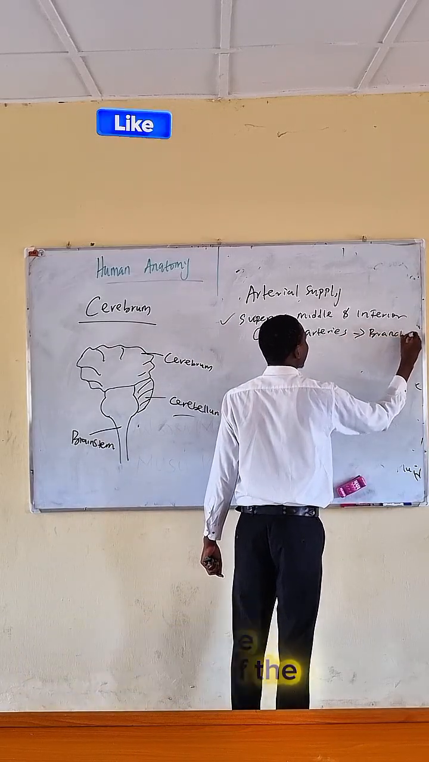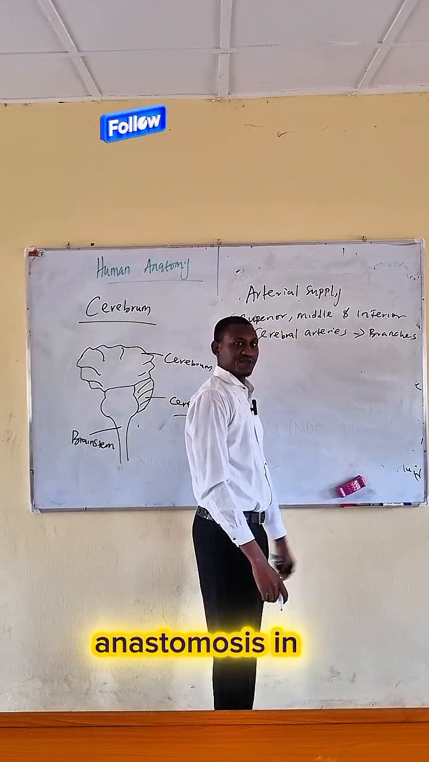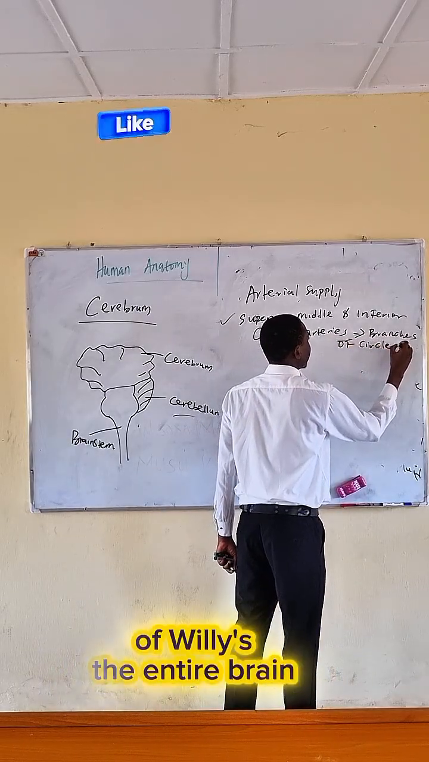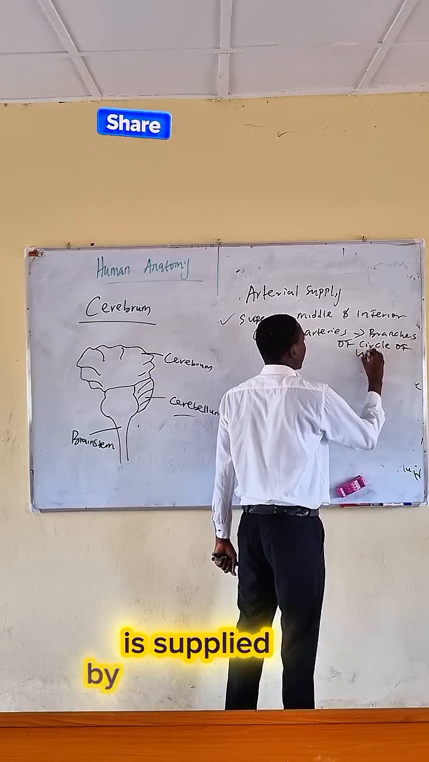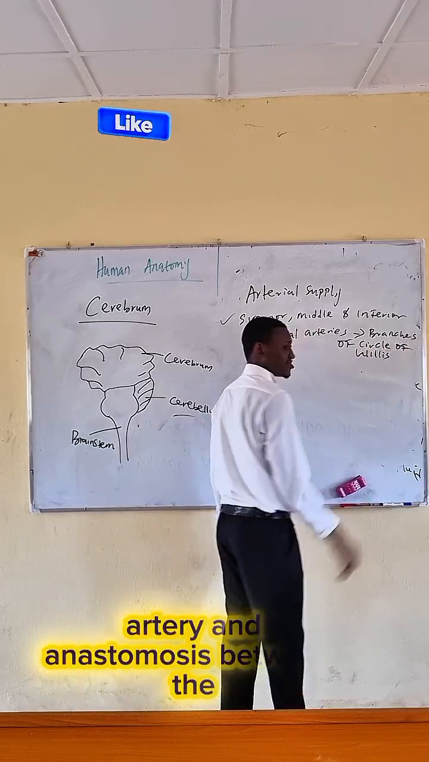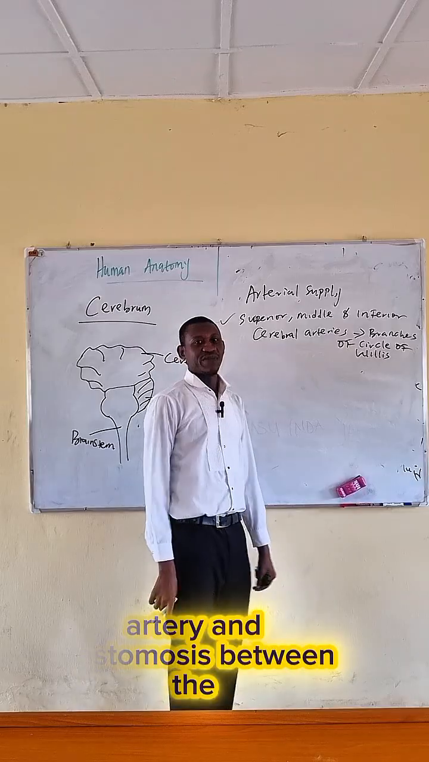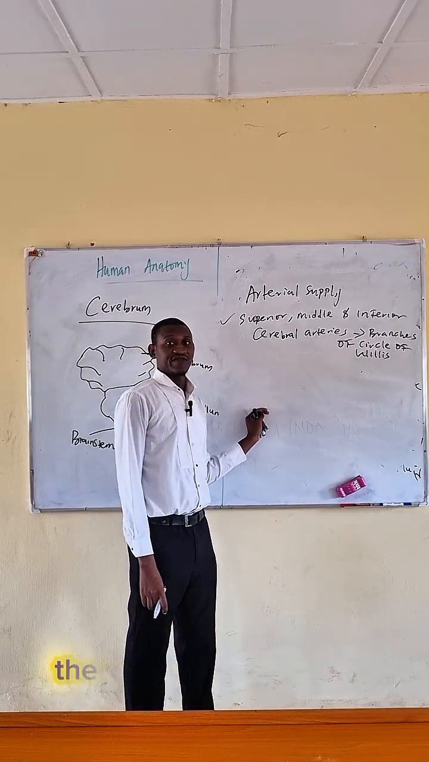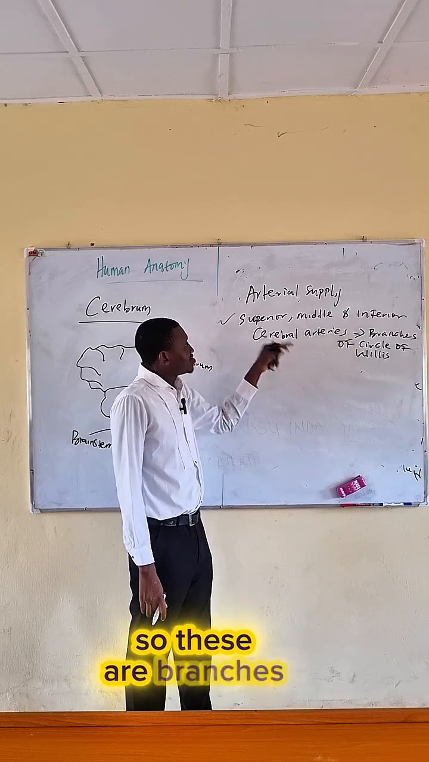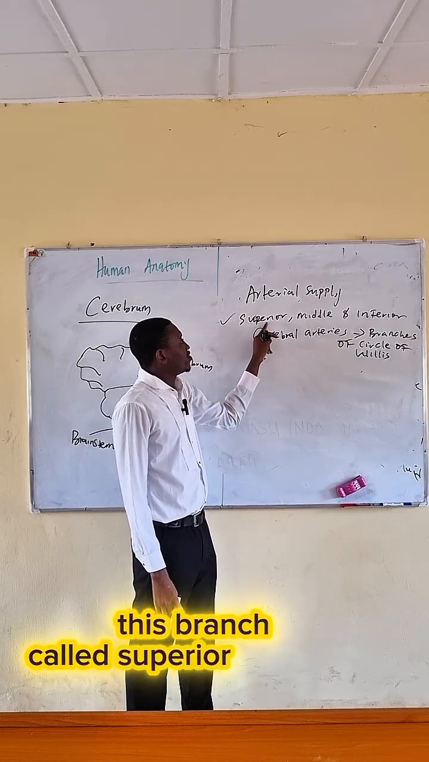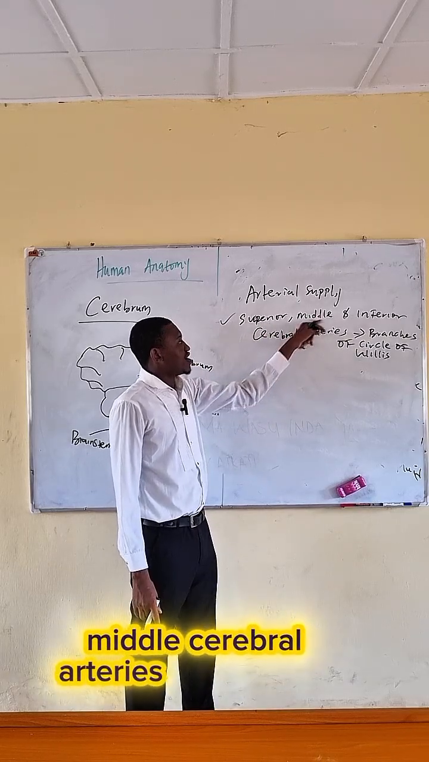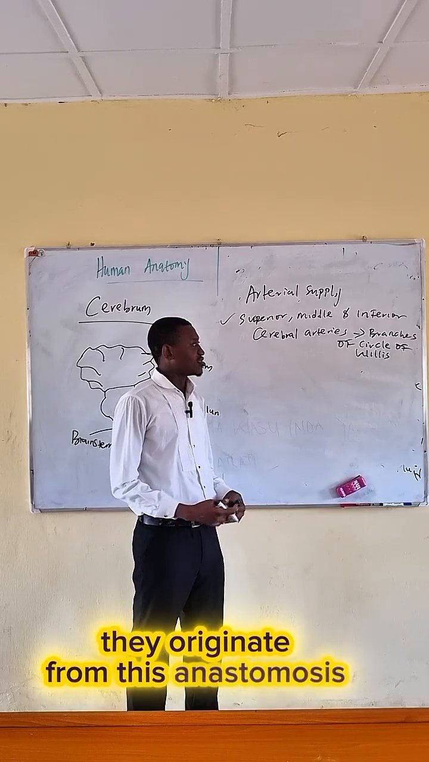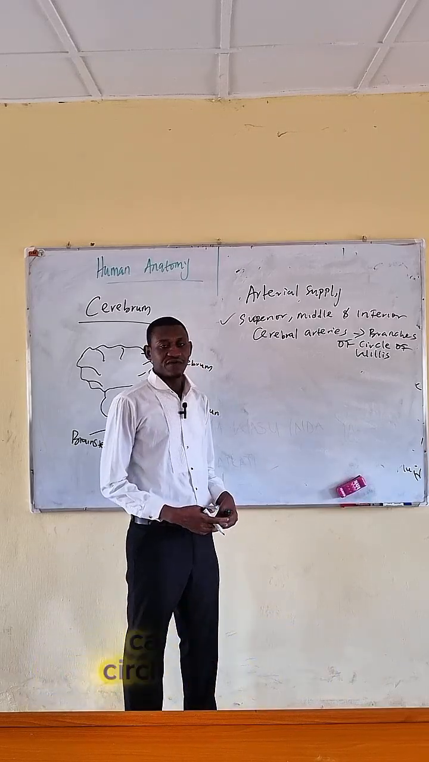So these arteries, it's important to know that they are branches of the anastomosis in the brain, branches of the circle of Willis. The entire brain is supplied by the circle of Willis, which is an arterial anastomosis between the internal carotid arteries and the vertebral arteries. So these branches called superior cerebral artery, middle cerebral artery, and inferior cerebral arteries originate from this anastomosis called the circle of Willis.